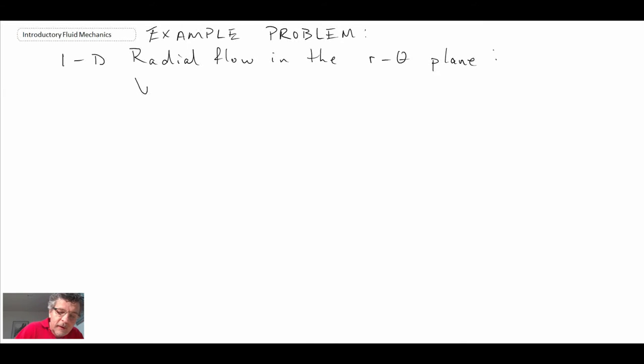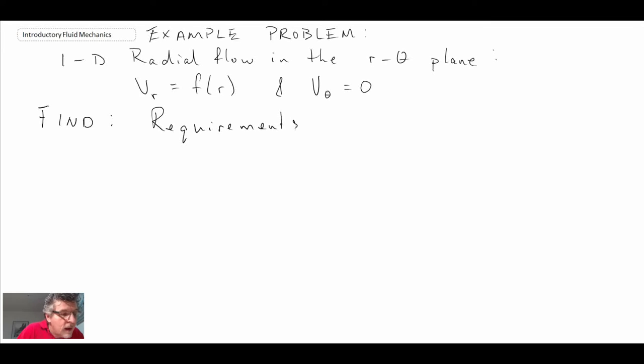So what do we know? That means we can say V_r is some function of r, and we're also told that V theta is equal to zero. So there's no velocity in the circumferential or azimuthal direction, and the velocity in the radial direction is a function of r only. And what do we want to do? We want to find requirements on f of r for incompressible flow.